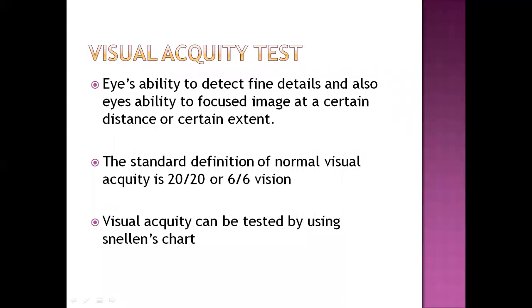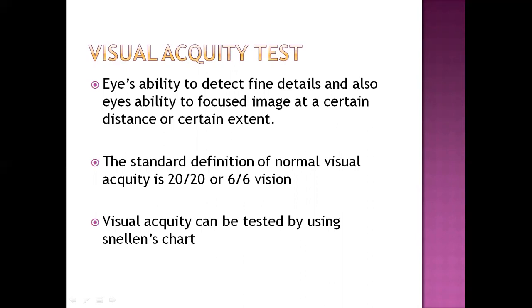In visual acuity test, we detect eye's ability to detect fine details and also eye's ability to focus image at a certain distance. So we basically find out, is the eye able to focus at a certain distance or not. The standard definition of normal visual acuity is 20 by 20 or 6 by 6 vision. This is the distance of focusing by a normal healthy eye.